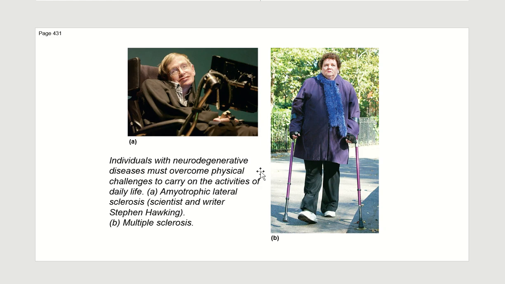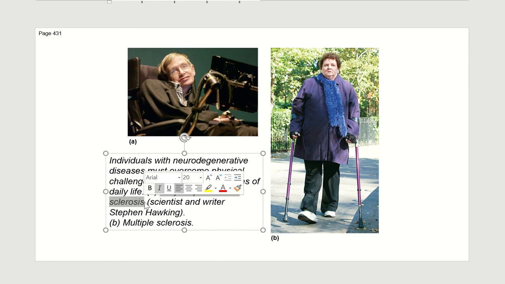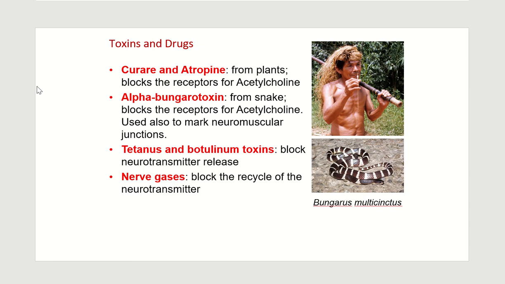So several different kinds of diseases can be caused by degeneration of nervous system cells. We talked about multiple sclerosis. Amyotrophic lateral sclerosis, ALS, is the disease that Stephen Hawking had, and it is also a neurodegenerative disease.